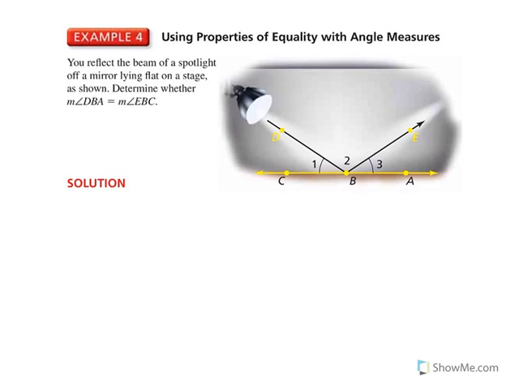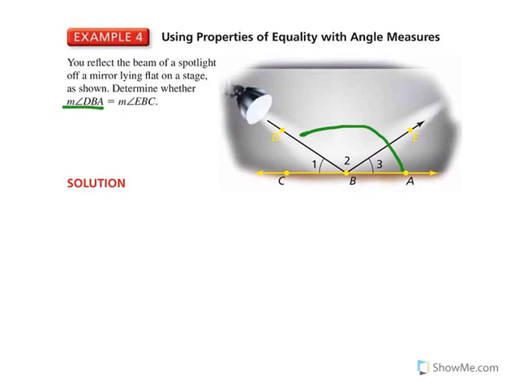So now we have a problem that pertains to angles. So this gets more into our geometry using the properties we've been talking about. So we reflect a beam of a spotlight off a mirror lying flat, and we want to determine whether angle DBA is equal to the measure of angle EBC. Okay, so if we look at this, DBA is going to be this angle here.